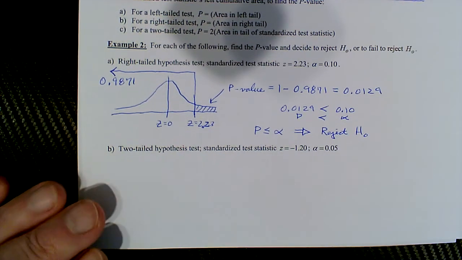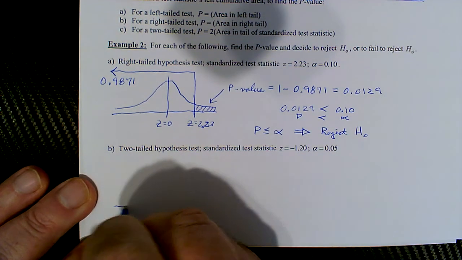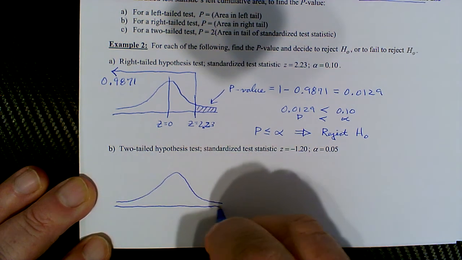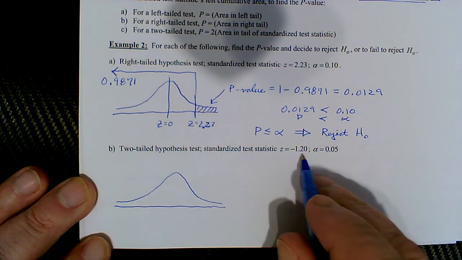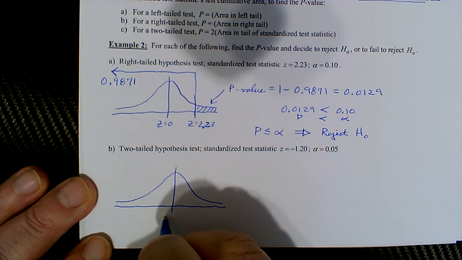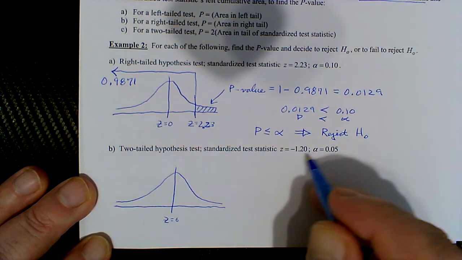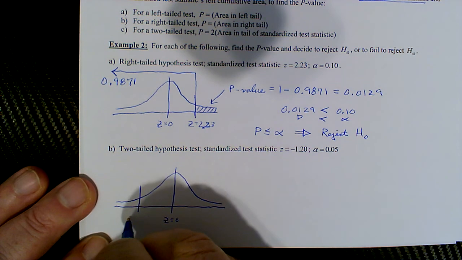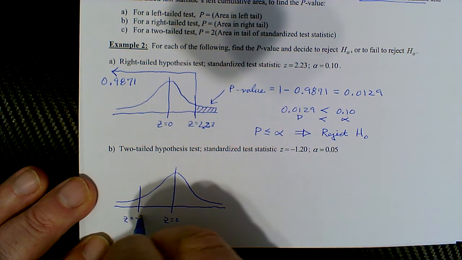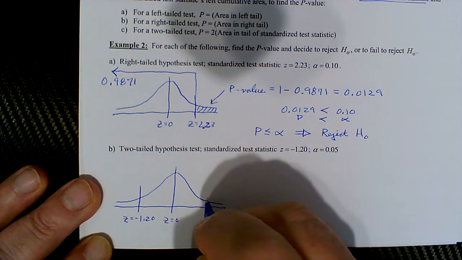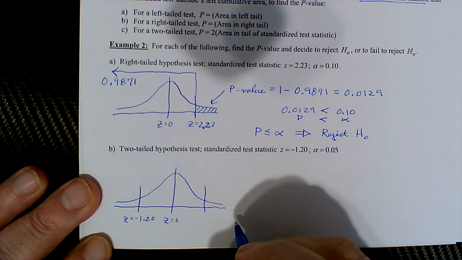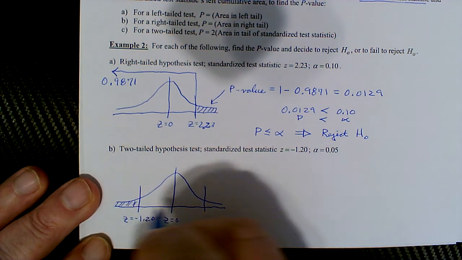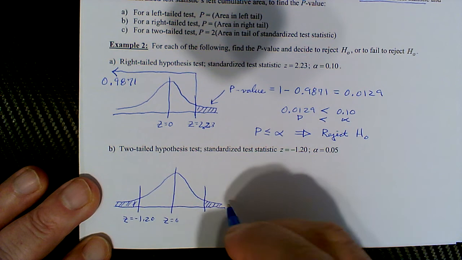Alright, here's an example with a two-tailed test. So you're going to want to draw your distribution, and z's down the middle equals 0 again. Negative 1.20 is our test statistic somewhere on the left. Negative 1.20. Well, we got two tails, so we assume we have a symmetrical value of z there. Shade in the two tails.